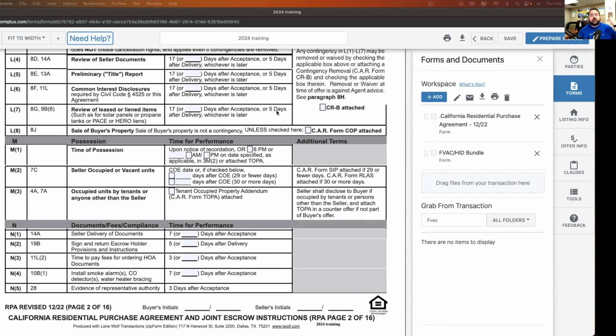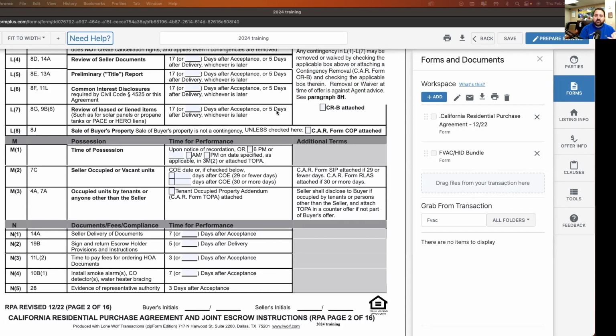Common interest disclosures, that's the condos, townhouses, right? That's that stuff. Again, you got to make sure you get those ordered right away. And I know if escrow orders them, they wait until the deposit's in. So sometimes those are going to be delayed. You have to prepare for that delay. Review or release or liened items.